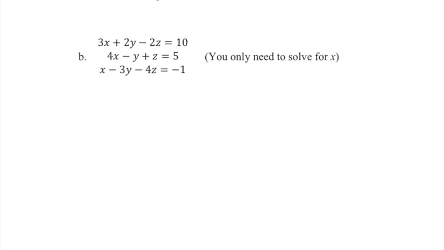Part B, we are going to use Cramer's rule again. If you have three variables and three equations, you need four determinants. However, this one says we only need to solve for x. So since x is equal to d sub x divided by d, then we only need those two determinants. So first we need d determinant, which is just the determinant of all the coefficients.